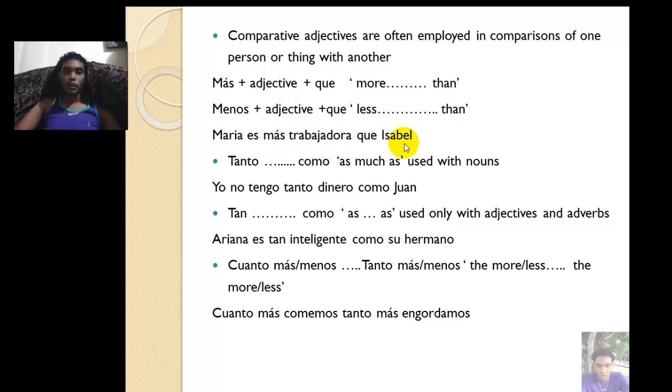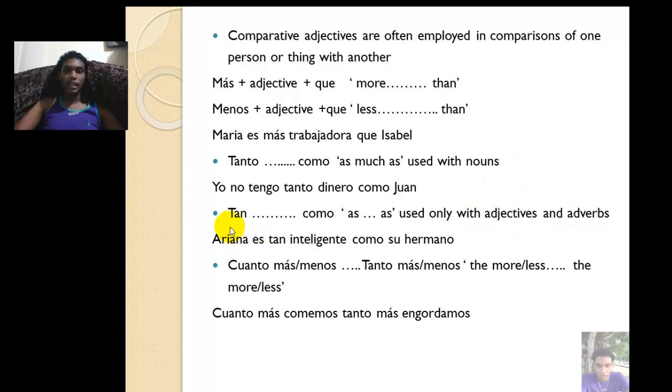Okay? Now, this is used with the nouns, when there's a noun. Okay? Tanto, whatever noun there is, como, which would be as much as. Okay? Yo no tengo tanto dinero como Juan. I don't have as much money as John. Okay? This is also used as, and they are only used with adjectives and adverbs. Okay? So this is very important. Don't mix them up. Okay?